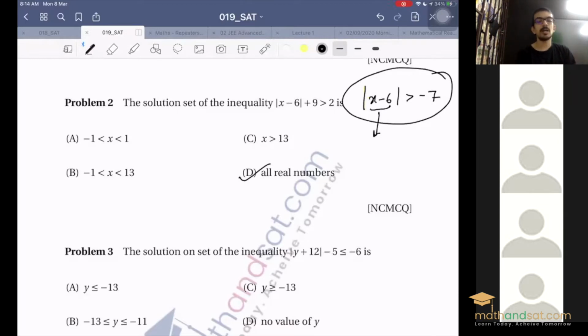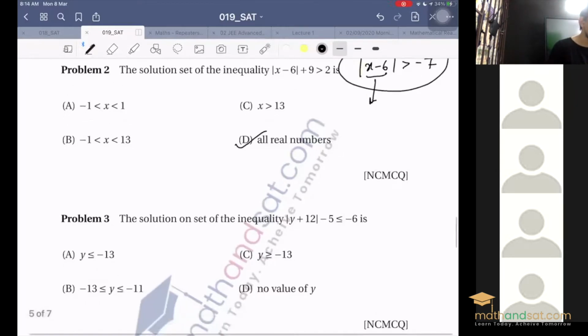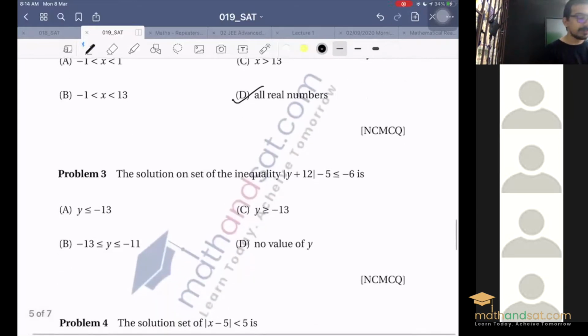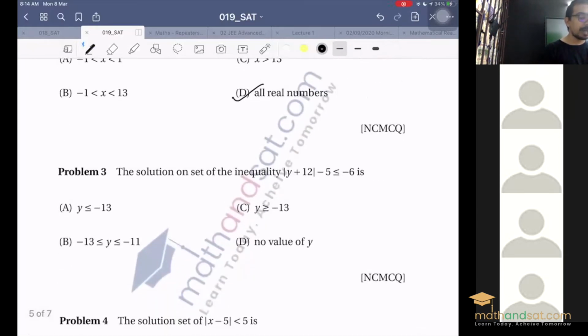Question number two, the solution set is all real numbers. Now, next question, the solution set of the inequality modulus of y plus 12. Again, the idea is you isolate this absolute value expression. This becomes minus 6 plus 5. So you have modulus of y plus 12 less than or equal to minus 1.